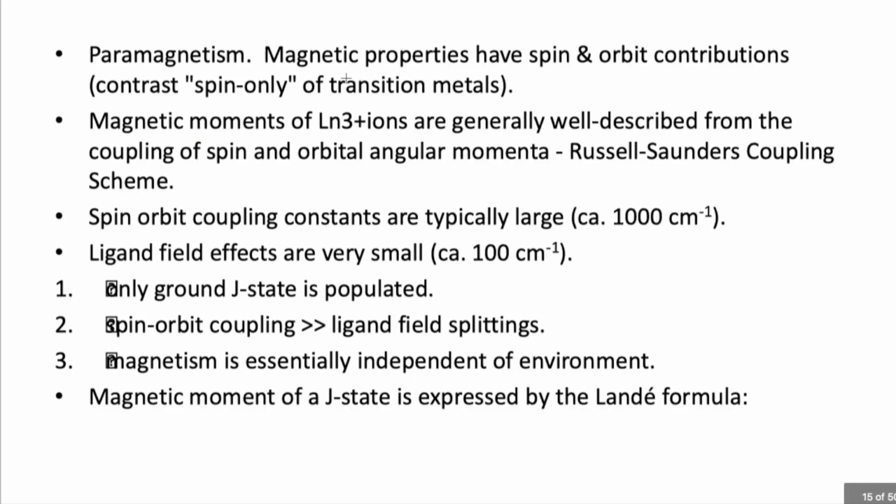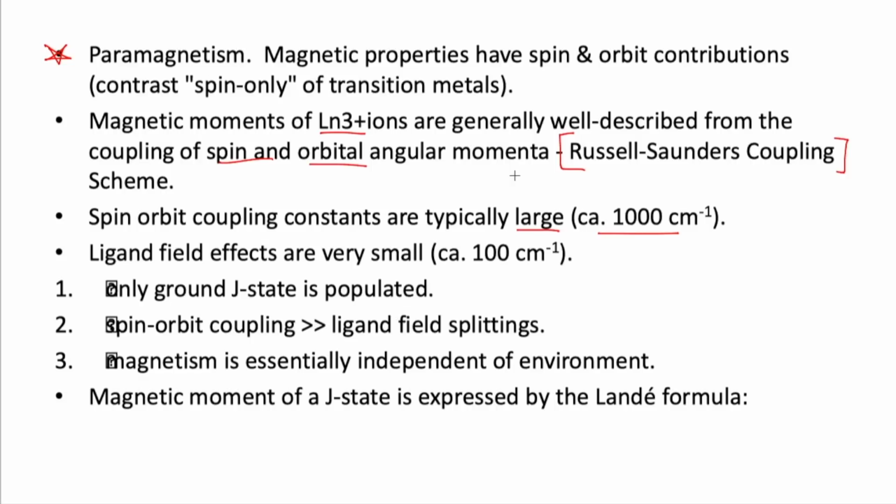Paramagnetism is one of the magnetic properties having spin-orbital contribution. You need to remember that. The magnetic moments of lanthanide ions are generally well described by the coupling of spin and orbital angular momenta, called Russell-Saunders coupling. The spin-orbital coupling constant is typically large in this case, around 1000 centimeter inverse. So what are the consequences of this?